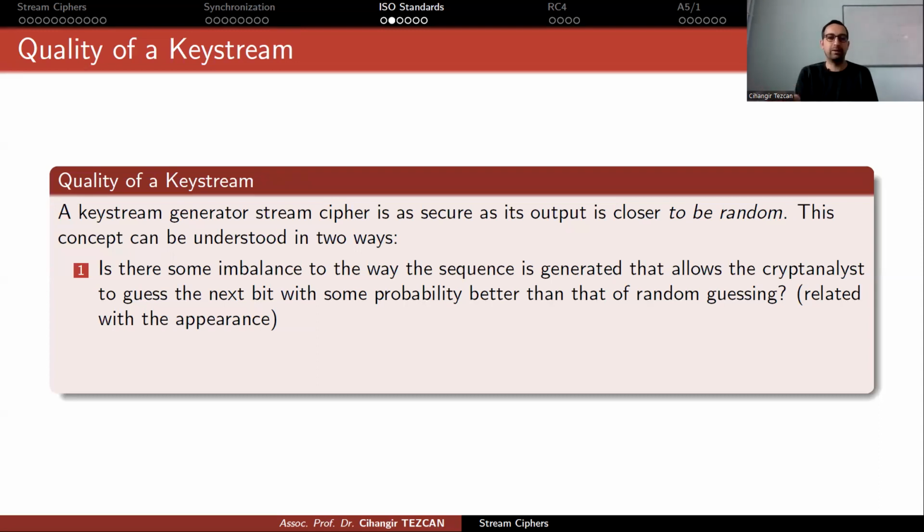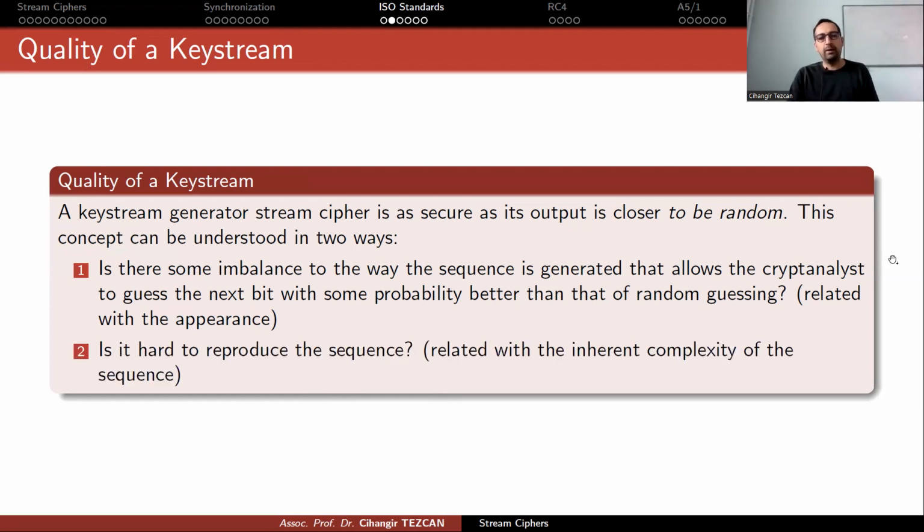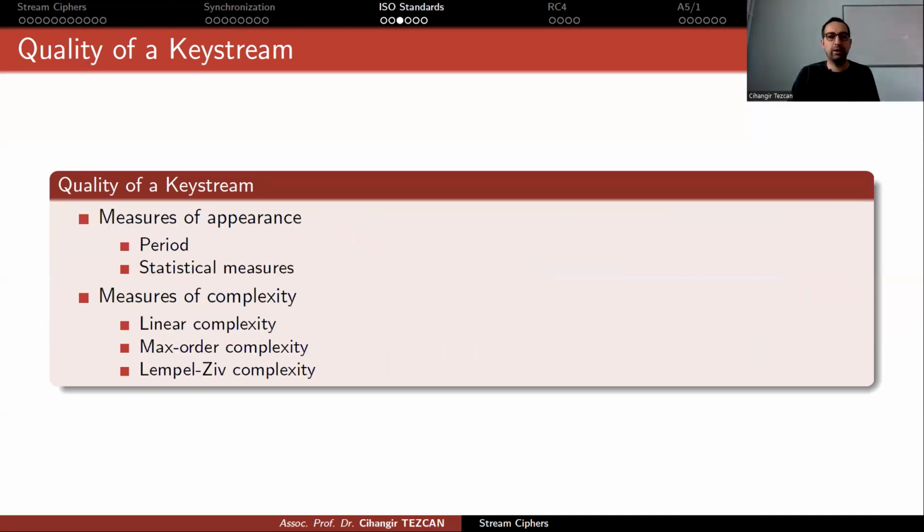So generally, if it is random, a bit can be generated as 0 with probability 1/2 and 1 with probability 1/2. But by looking at the previously generated bits, if you can get a little bit more advantage for guessing the next bit, then the attacker can use this. So this is related to appearance, right? Next thing is, is it hard to reproduce the sequence? So this is related with the inherent complexity of the sequence. Okay, so there are two different ways of looking at it.